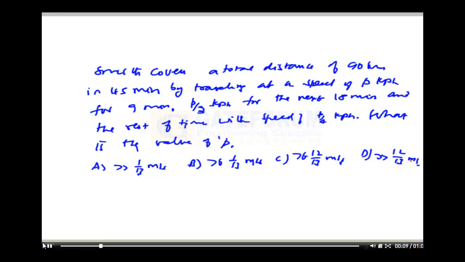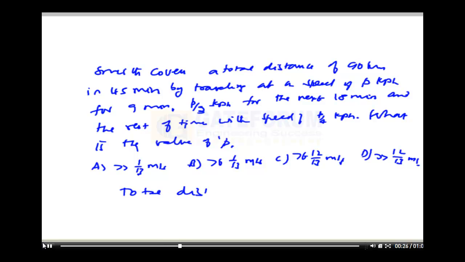Smith covers a distance of 90 kilometers in 45 minutes by traveling at a speed of p kilometers per hour for 9 minutes, p by 3 kilometers per hour for the next 18 minutes, and for the rest of the time at a speed of p by 4 kilometers per hour. Find the value of p.